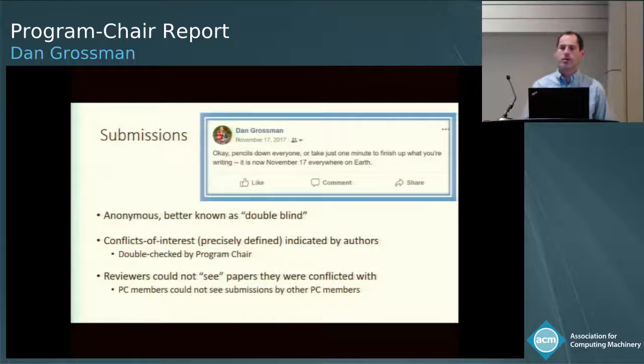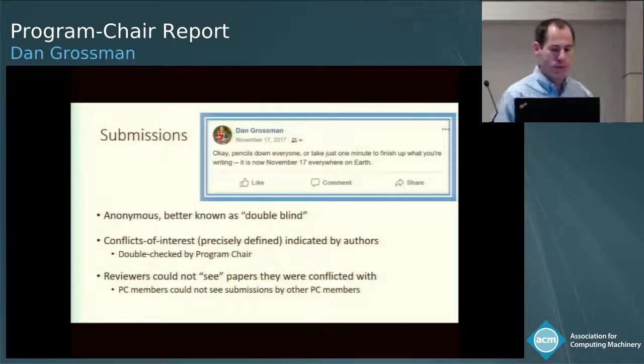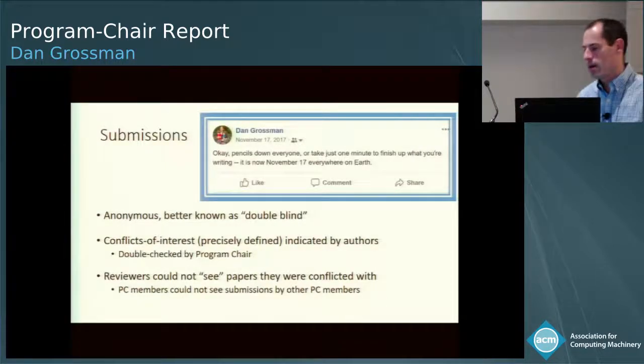Conflicts of interest were precisely defined. Every submitting author indicated conflicts of interest. I actually did a reasonable double check of all those to make sure there were neither false positives nor false negatives. That process is of course imperfect. I can only check so many things, but it seemed to go fine. And then conflicts are handled very, very strictly.